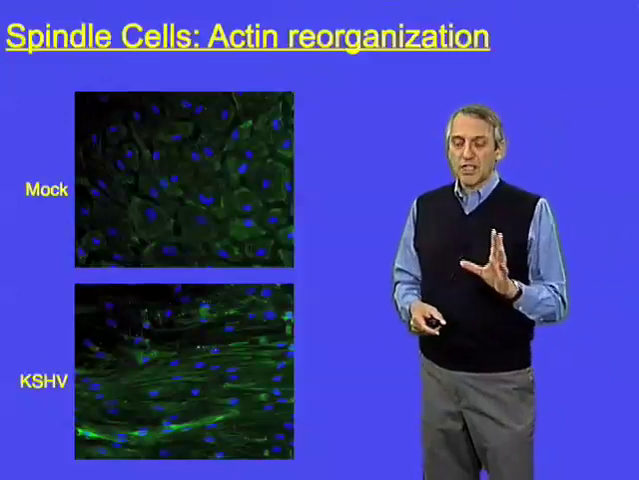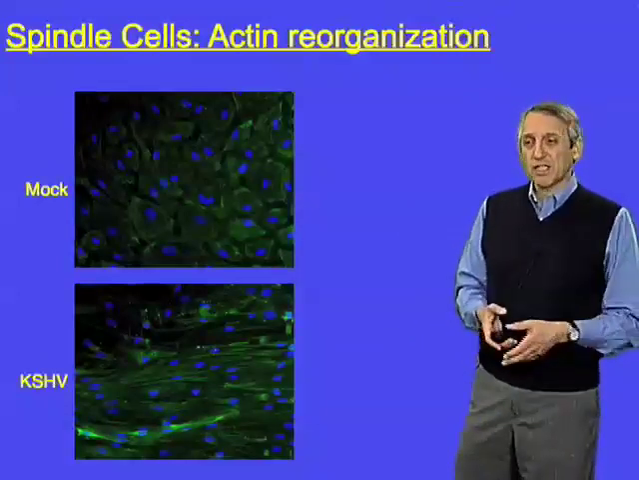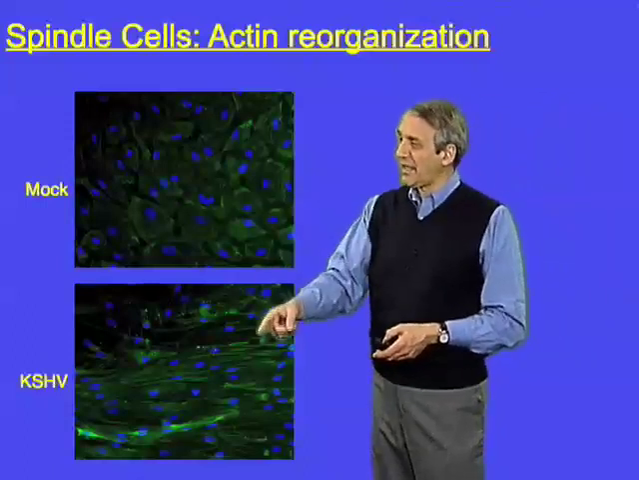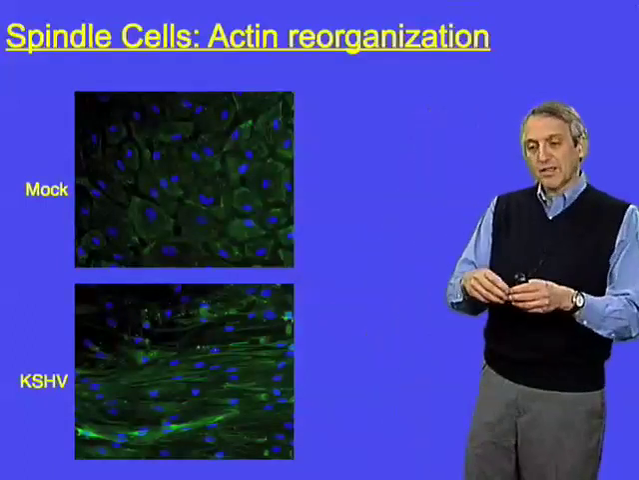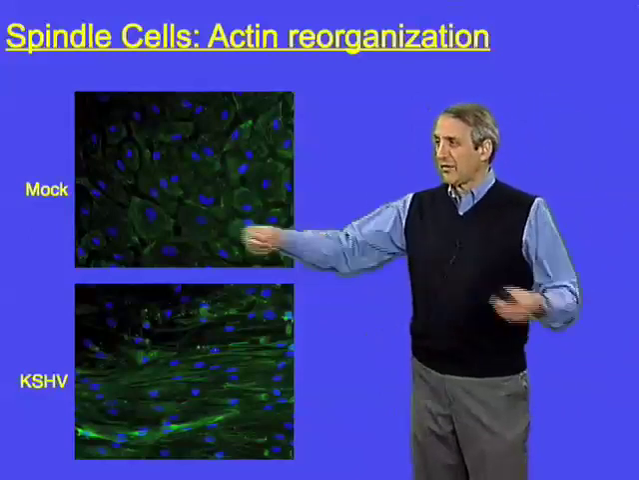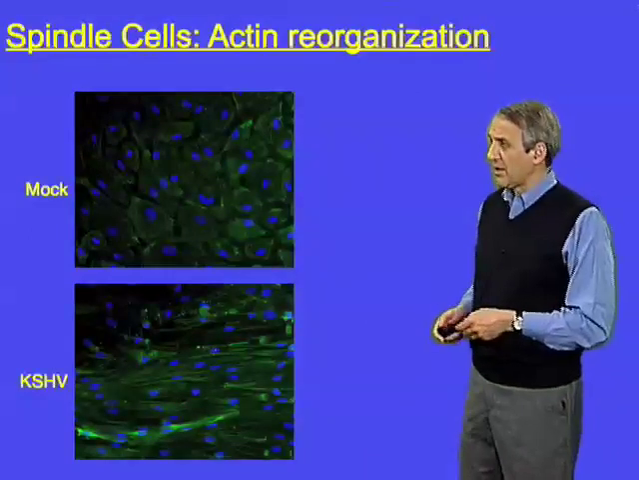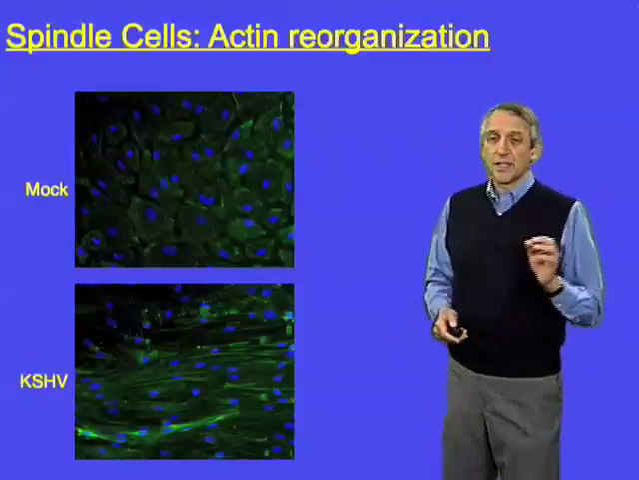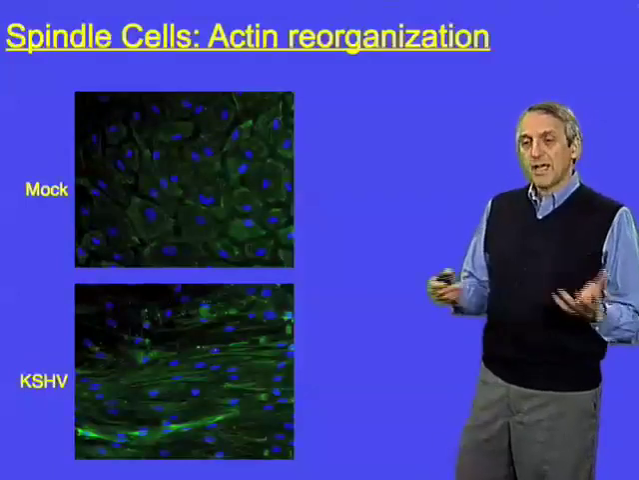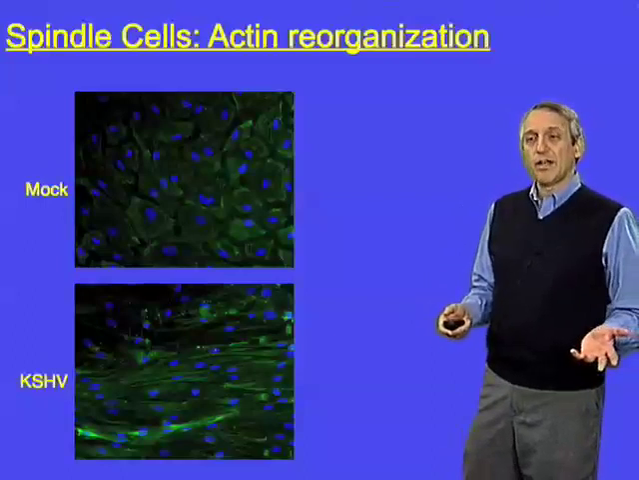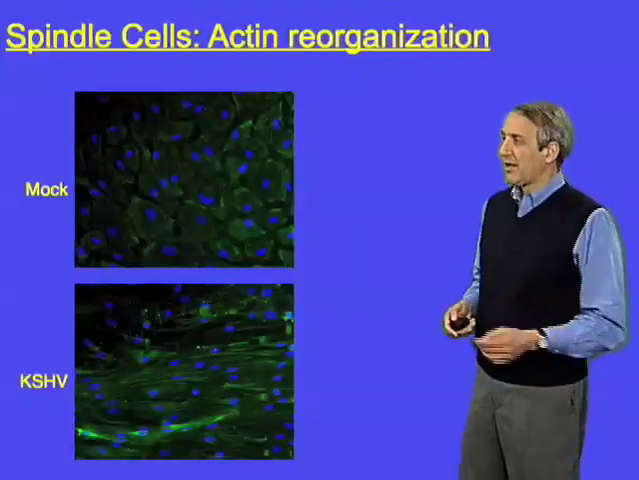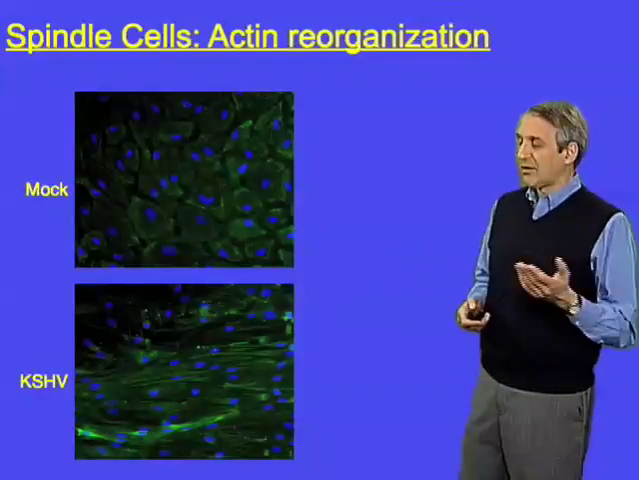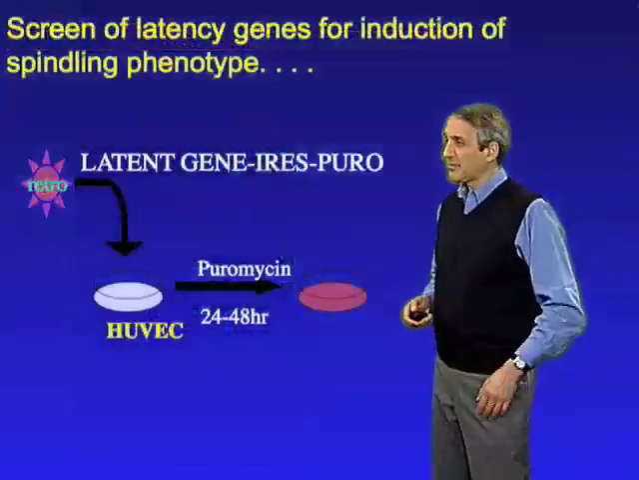That shape change is due to a massive reorganization of the actin cytoskeleton. So here is our phalloidin staining of uninfected and infected cells. And you can see that the actin cytoskeleton has undergone a rearrangement into these long tubules or cables of actin. But again, I want to emphasize the cells are not immortalized. Sometimes they survive a little longer than their uninfected counterparts, sometimes not. I don't know for sure whether there's a survival phenotype, but there's certainly not immortalization.